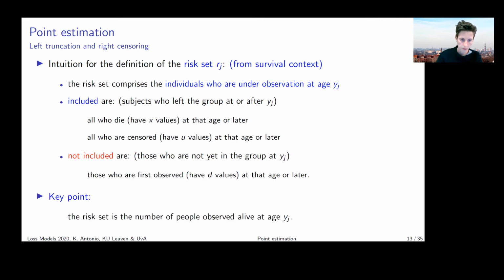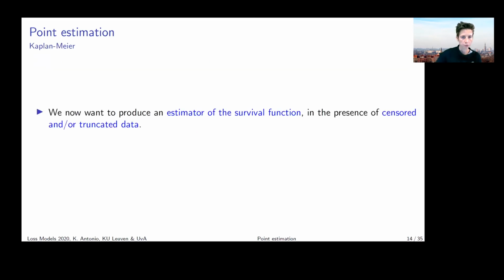The key point here is that the risk set is the number of people observed alive at age or time yj. If we transfer that phrase to the context of loss modeling with claim sizes, you would say the risk set is the number of losses that you observe at a certain size yj, let's say, or larger.